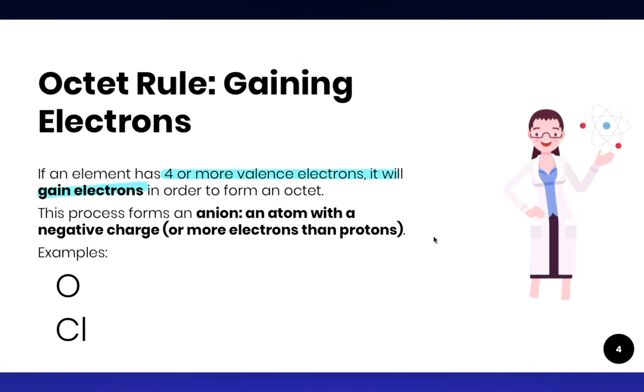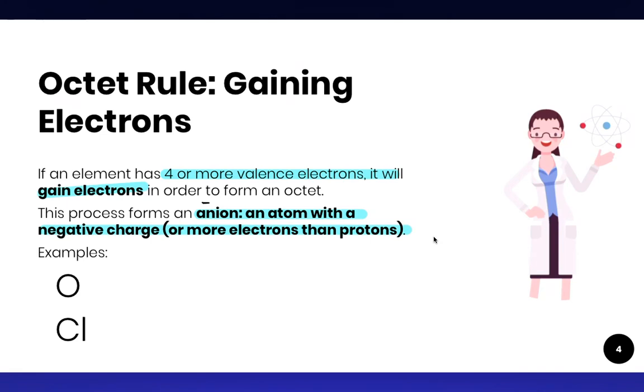If the atom does end up gaining electrons, it will form an anion. And just like cat meant positive, an represents a negative charge. So an anion is an atom with a negative charge, or more electrons than protons. Two common examples of anions are oxygen and chlorine.